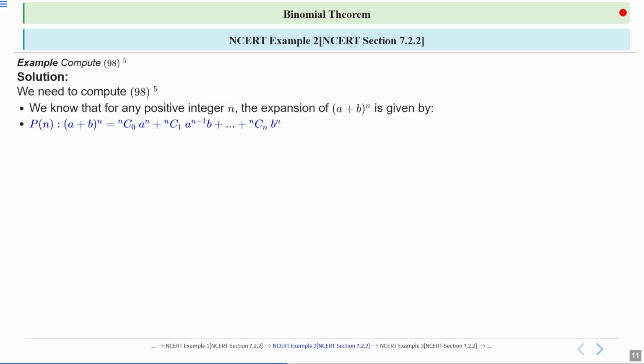Since we know the binomial theorem, (a + b)^n is equal to nC0 a^n + nC1 a^(n-1) b + ... + nCn b^n. So using this theorem, we can easily now calculate 98 raised to the power 5.